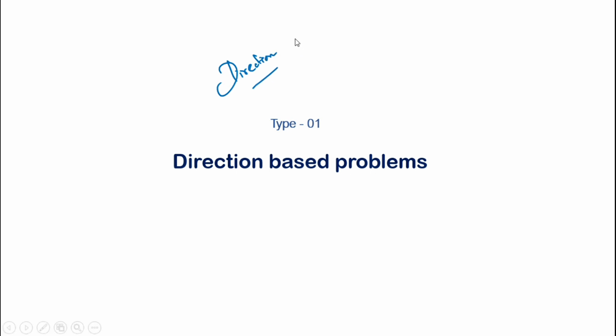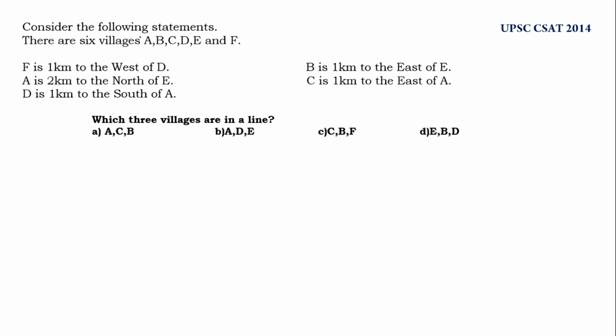Let's see our first example. Consider the following statements. There are 6 villages A, B, C, D, E and F. F is 1 kilometer to the west of D. Okay, now what you have to do, draw the direction map. North, east, west and south, right? So F is 1 kilometer to the west of D.